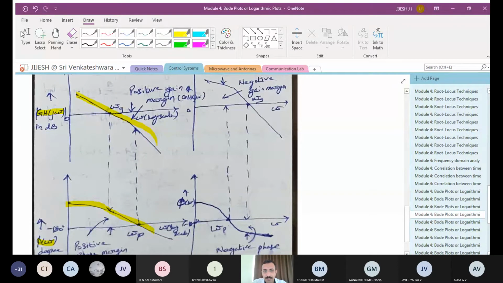Now you can see that you are going with the positive gain margin. I am going to discuss both; two are there here. One is positive gain margin, another is negative gain margin. So understand this carefully. You have positive phase margin as well as negative phase margin, which means your phase margin will be a negative value.